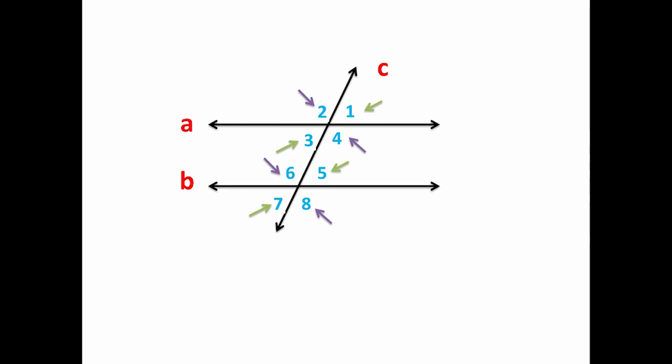So, if lines A and B are parallel, we can see that angles 1, 3, 5 and 7 are equal in measure and angles 2, 4, 6 and 8 are equal in measure.